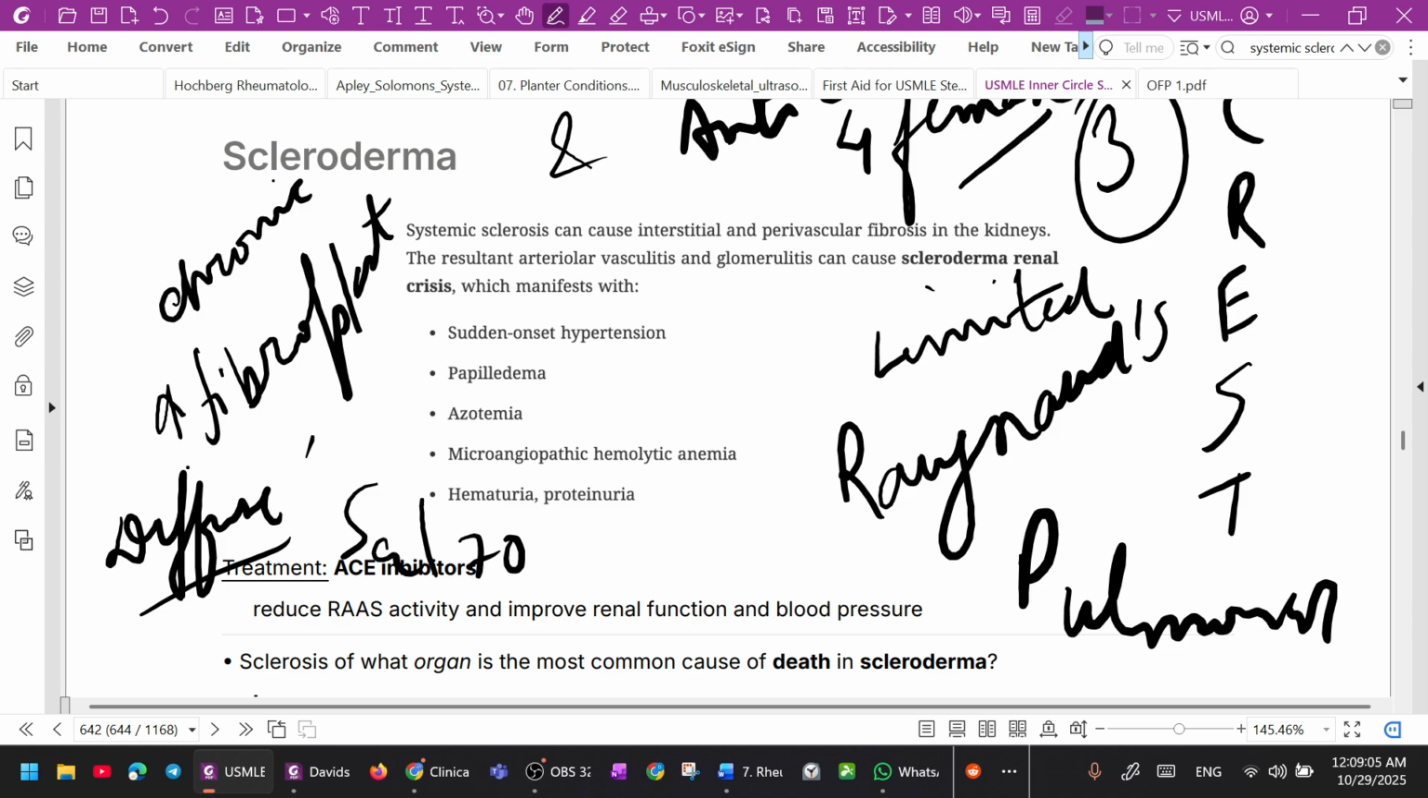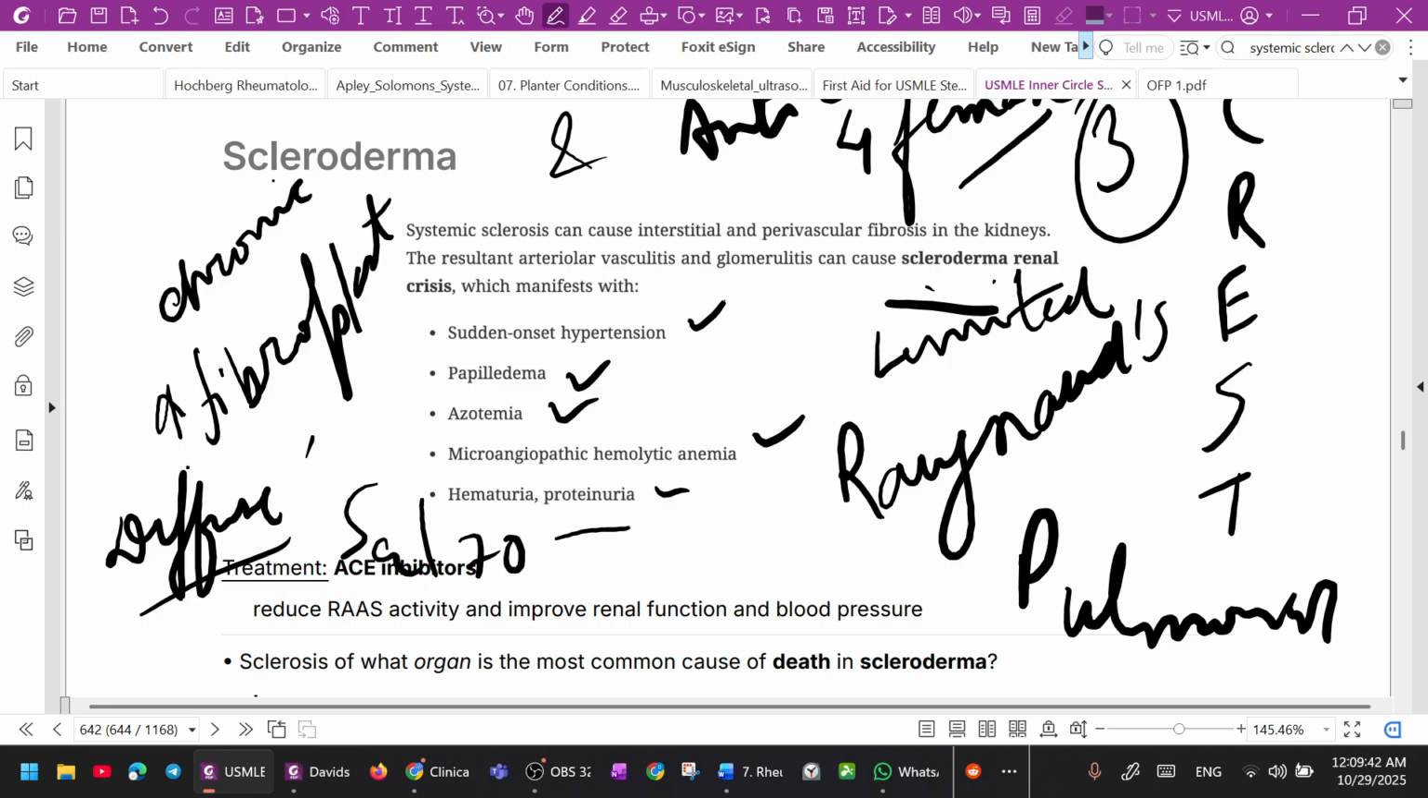A major complication is the development of scleroderma renal crisis, which is characterized by abrupt onset of severe hypertension, usually with retinopathy, and rapid deterioration of renal function and heart failure. In scleroderma renal crisis, there is sudden onset hypertension, papilledema, azotemia, MAHA (microangiopathic hemolytic anemia), hematuria, and proteinuria.